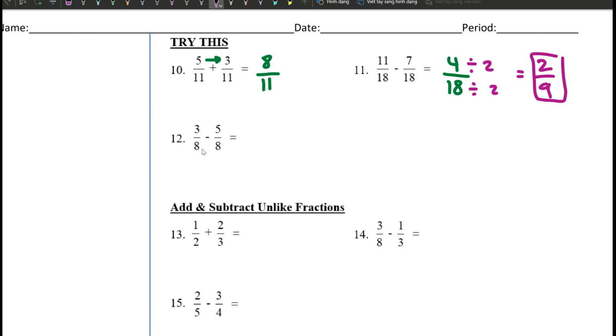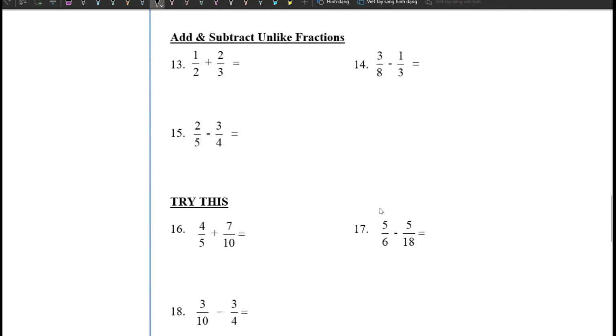That's it. Number 12, 3 minus 5, that will give you -2. Keep the denominator, which is 8. 2 and 8 are even numbers, so you can reduce it by 2 again. That will give you -1/4. That's it. Okay, so now we're going to go down to the next example, problems 13 through 15.